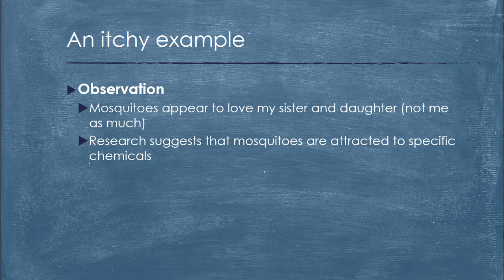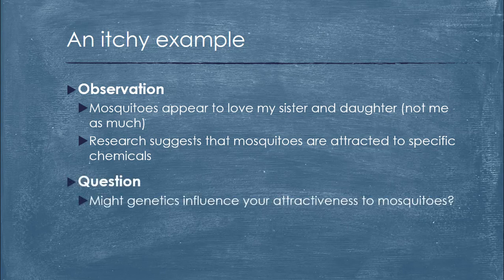So the question is, might genetics influence your attractiveness to mosquitoes? Could there be something in the genes where, somehow in my family line, and I'm not sure why it skipped me, both my sister and my daughter are really attractive to mosquitoes? What a great question. Is it though? Is it a good question?